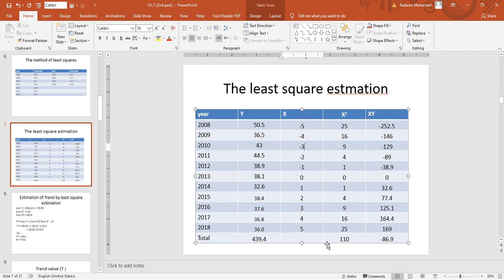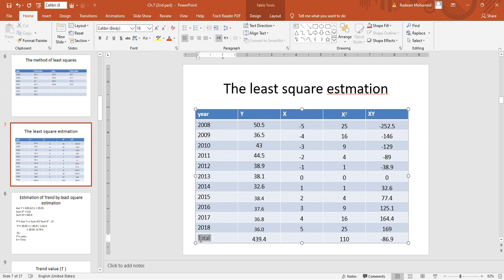Then I have to calculate x multiplied by y. How could I do that? 50.5 multiplied by x is equal to negative 25, using your calculator also. And for 2009, 36.5 multiplied by negative 4 is equal to negative 146. Do this for all the years.